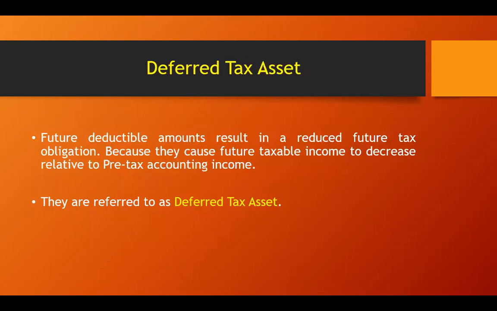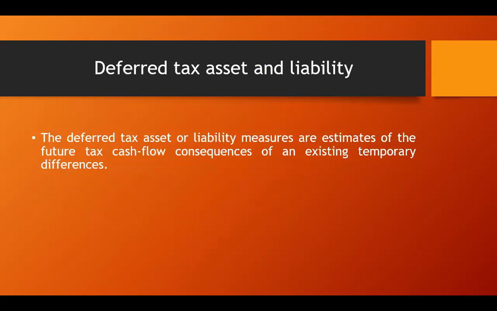What is deferred tax asset? Future deductible amounts reduce the taxable income. It results in reduced obligations. Therefore, we call it a deferred tax asset. Means all future deductible amounts would reduce the taxable income. Therefore, it reduces the future tax obligations. We call it a deferred tax asset. These are the two concepts: one is deferred tax asset and the other is deferred tax liability.